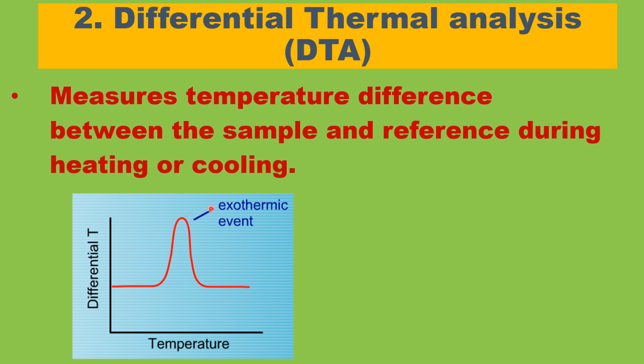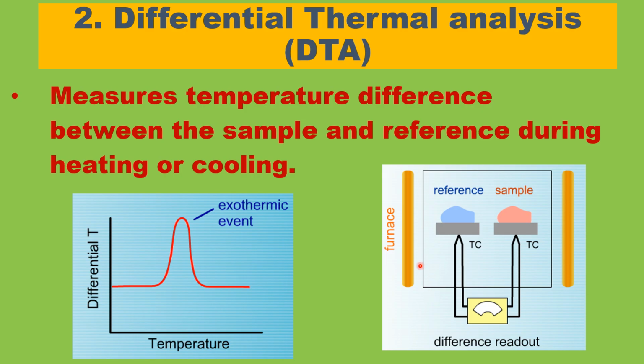This is the experimental setup for DTA. You have taken the sample here and the reference here, and this is the thermocouple sensor to measure the temperature. Now using this furnace coil, the furnace is heated. Now the temperature difference is noted.